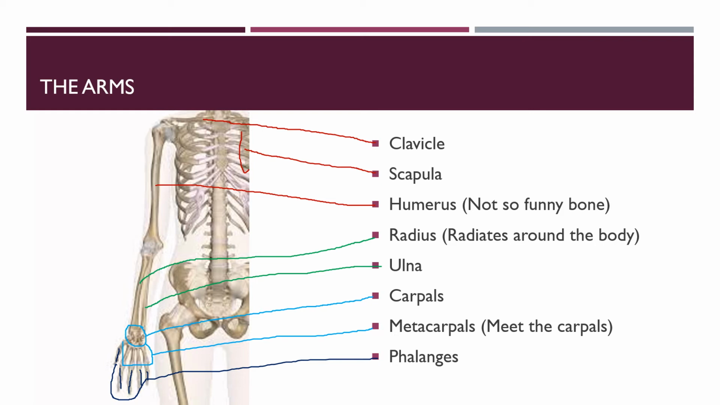So quick run down through. We have the clavicle, which is the collarbone, the scapula, which is the shoulder blade, the humerus, the upper arm bone, the radius is the lateral lower arm bone, the ulna is the medial lower arm bone, and both of these are assuming you're in anatomical position. The carpals are your wrist bones. The metacarpals meet the carpals, they are your hand bones, and your phalanges are your finger bones.